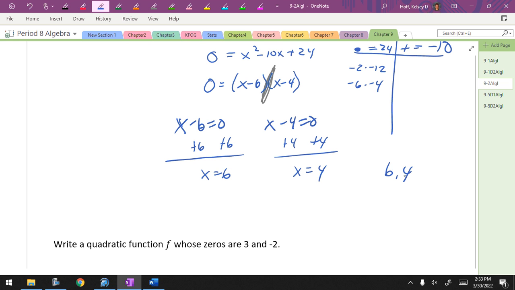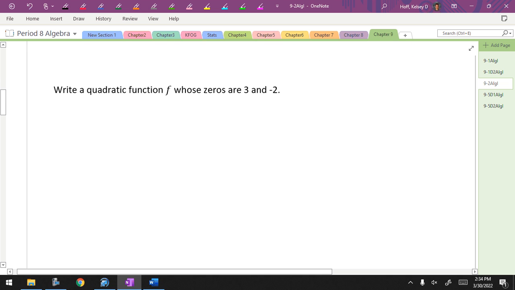Today, they're going to ask you to go the opposite direction. I want you to write the quadratic function whose zeros are 3 and negative 2. We're going to do the complete opposite of what we just did. So they would have told us our answers were 3 and negative 2. What is 3 and negative 2? X. X is 3 and x is negative 2.